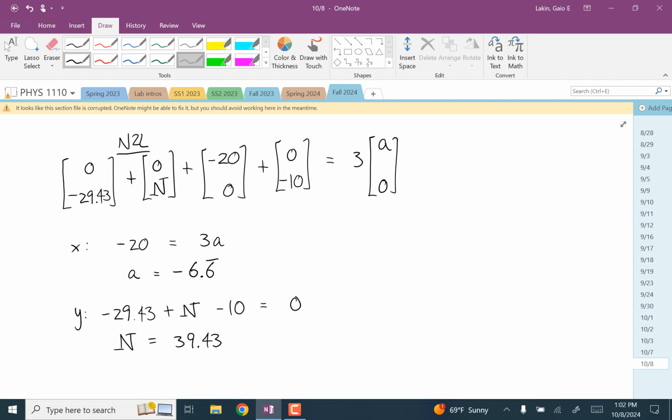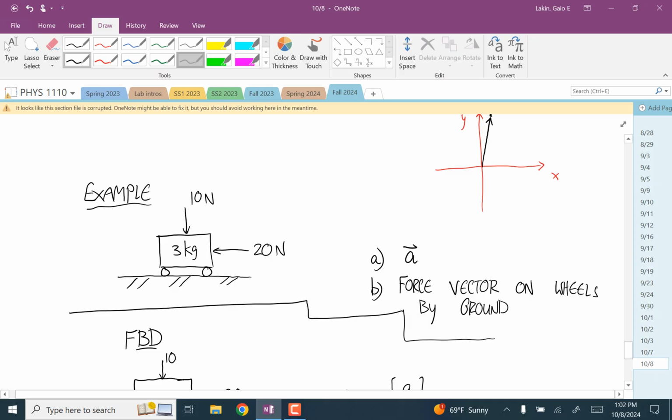Okay, there's one more step. Now we've solved for the variables. Now go back and put these into the vector forms. So find the acceleration vector and the force vector applied to the wheels by the ground.